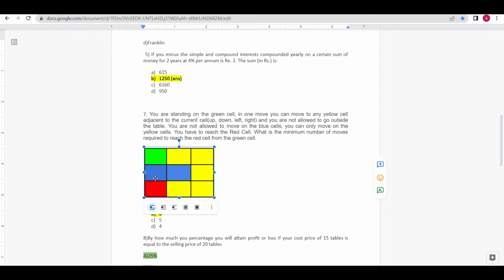So we have to find the path so that we can reach from the green cell to the red cell, following the condition that we can't move outside of this particular grid, and we can't move to the blue cells. So we have to find the minimum path length.